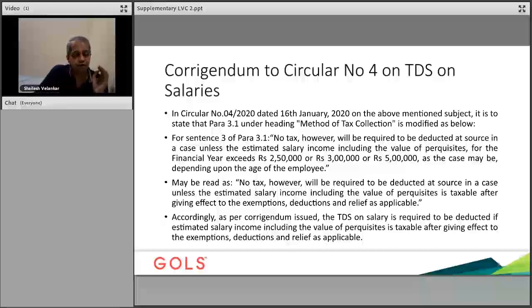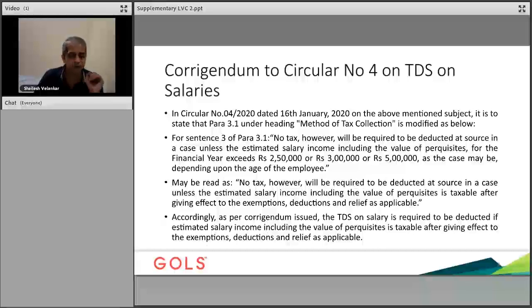What was earlier written there? No tax, however, will be required to be deducted at source in a case unless the estimated salary income exceeds 2,50,000 or 3 lakhs, depending upon the age, may be read as that above paragraph may be read as no tax will be required to be deducted in case unless the estimated salary income is taxable after giving effect to the exemptions, deductions or relief as applicable.